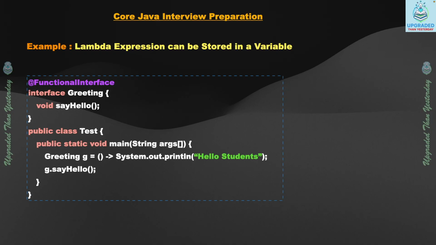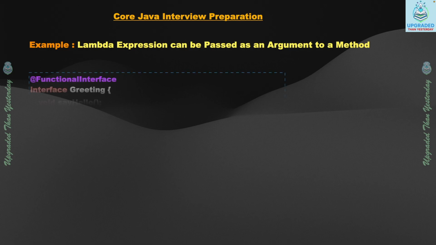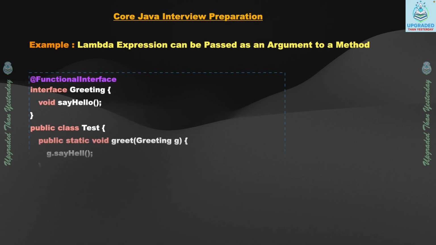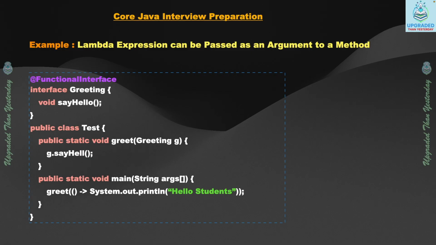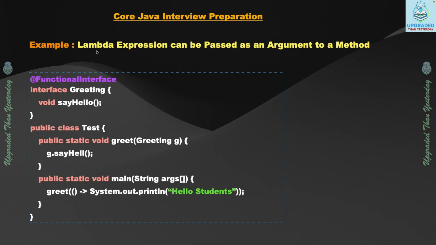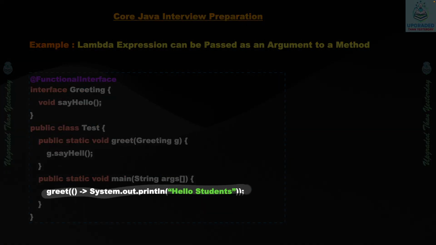Next, you can pass a lambda as an argument to a method. If we have a method called greet that accepts a Greeting object, we don't need to pass a class instance. We simply pass the lambda expression directly into the method. This line of code, we are passing the lambda as an argument.